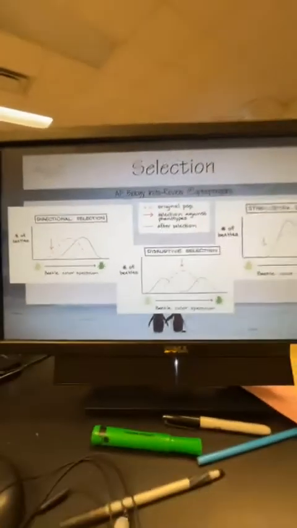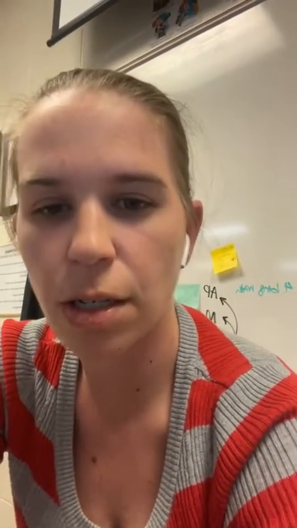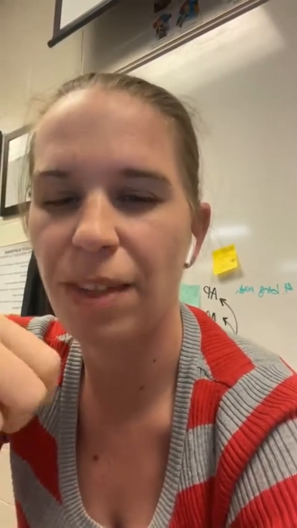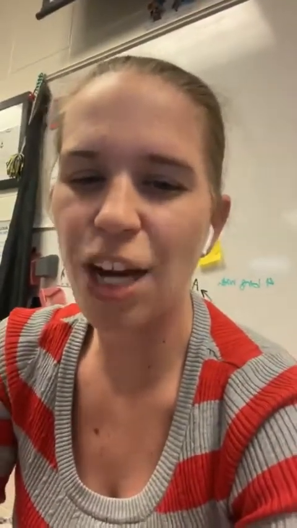So selection, right? So we have natural selection, right? But what's actually happening with natural selection? Because organisms, the whole population is changing, right? So we kind of think about, well, how did the population change? Well, there's three things that could happen. The first thing is directional selection. It's moving in a direction.